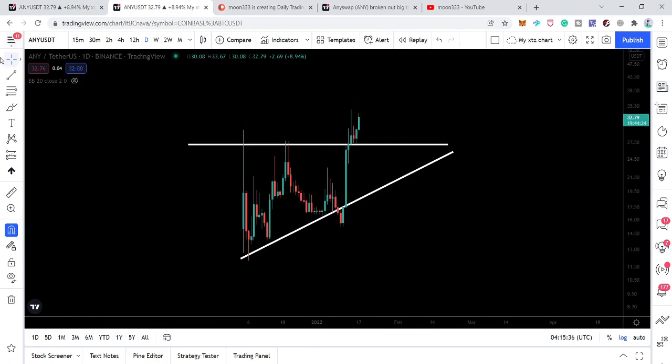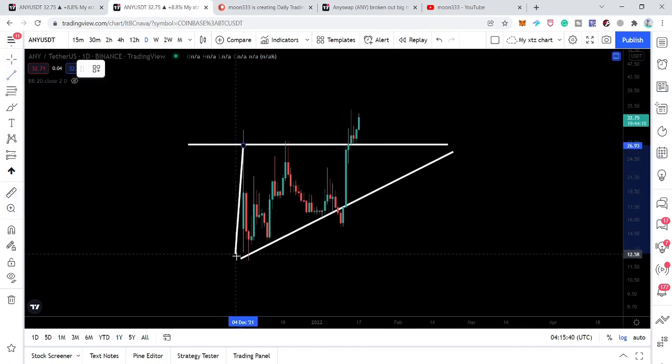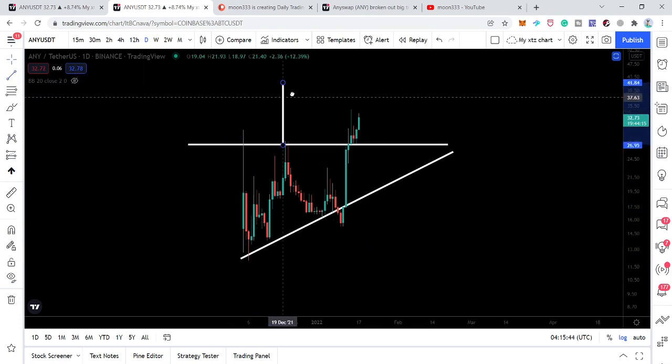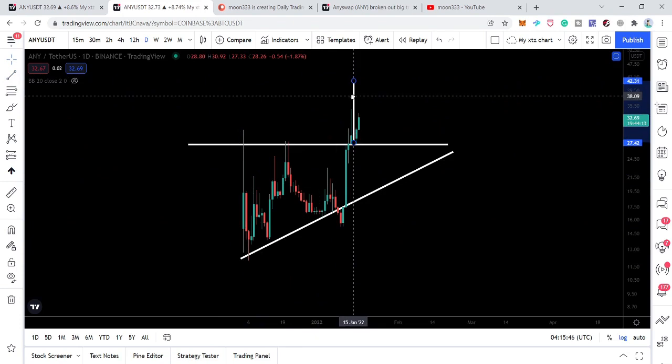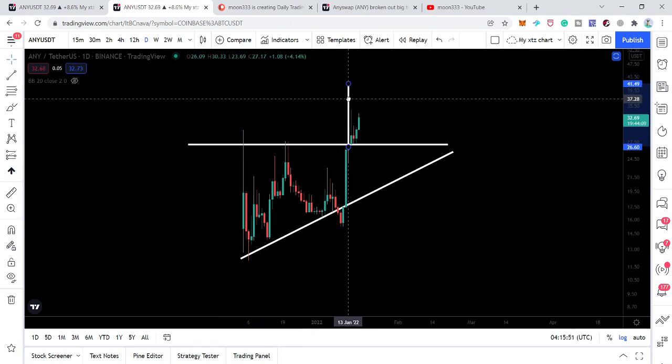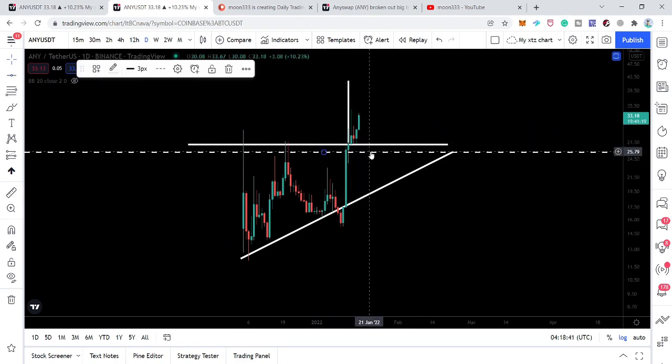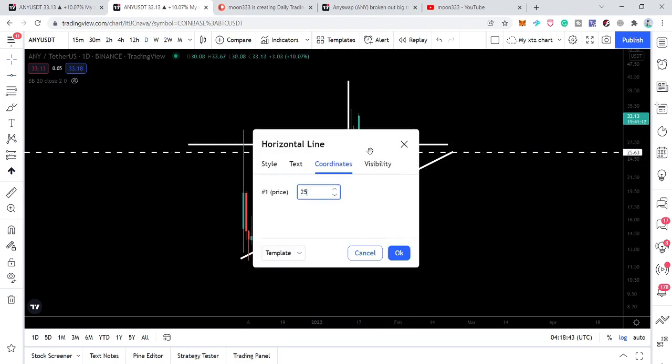Now again, if I share the target for this triangle with you, that remains the same, approximately $42. That is a measurement from this support, a resistance up to the support, and after placing it here, we can see that we can have a target approximately up to $42. And if we are trading this triangle, then as I already told you in my previous video as well, we can use this $25 as our stop loss.